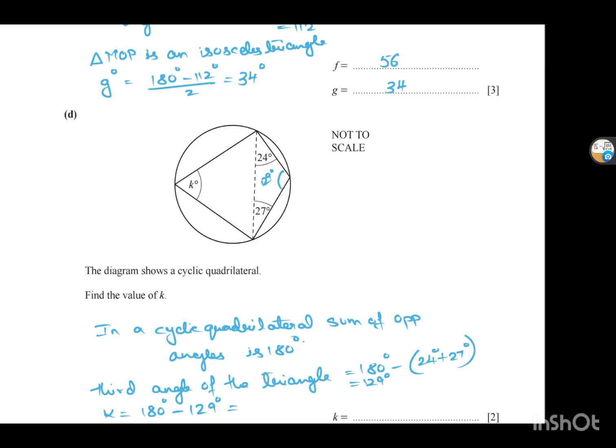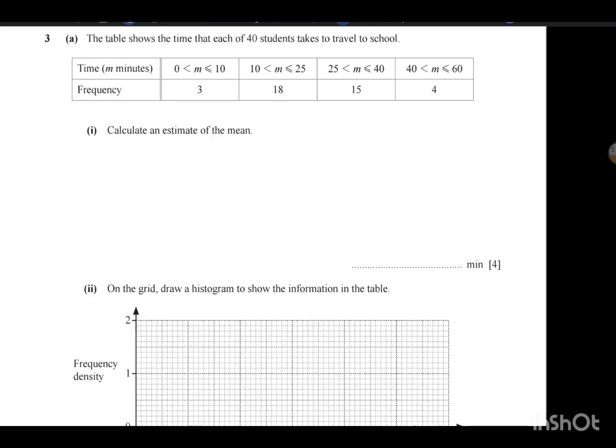51. So the answer is 51. Question number 3.